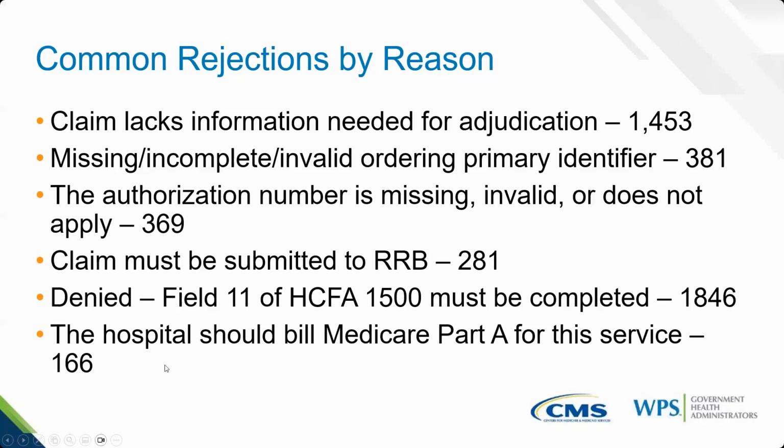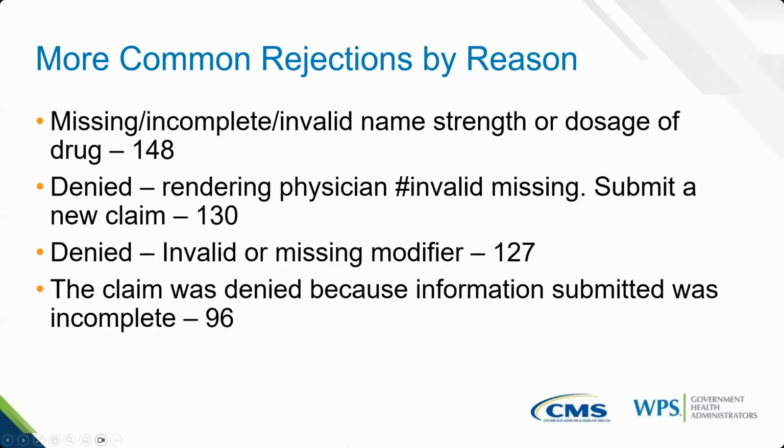The next one, the hospital should bill Medicare Part A for this service. That means it needs to be billed not on the CMS 1500 claim form, but it needs to be submitted on another claim form type because the hospital should bill for that. It's a facility charge. Missing, incomplete, invalid name, strength, or dosage of drug. And this is going to make more sense when I show you the common rejected codes here in just a minute. Typically, this means that you billed for a drug that requires that you identify on the claim the strength and the dosage of the drug, or the name of it.